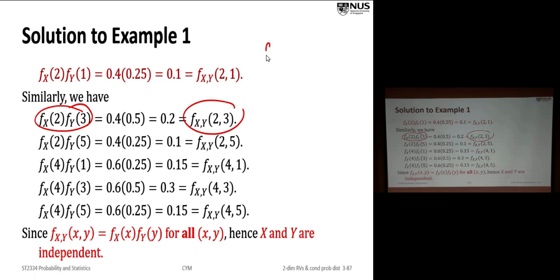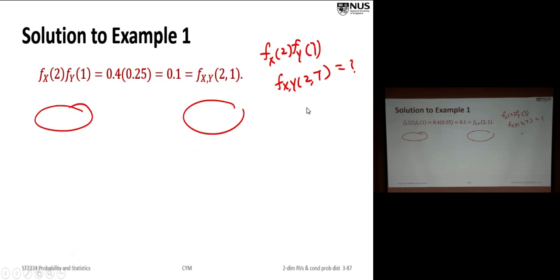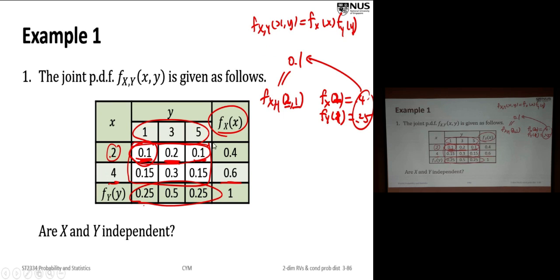Then how about this? X equal to 2, y equal to 1. That's y equal to 1, 3, 5, 7. What is this? And what is this? Do you know this value? X equal to 2, y equal to 7.